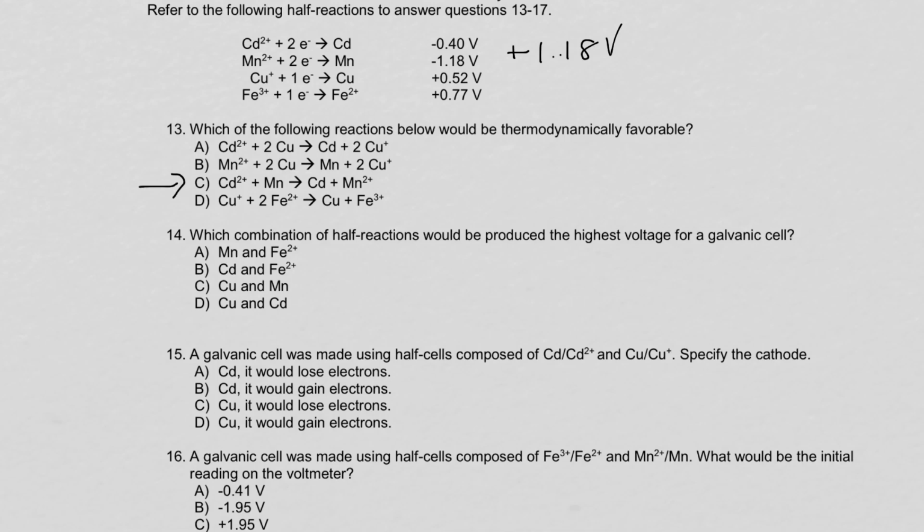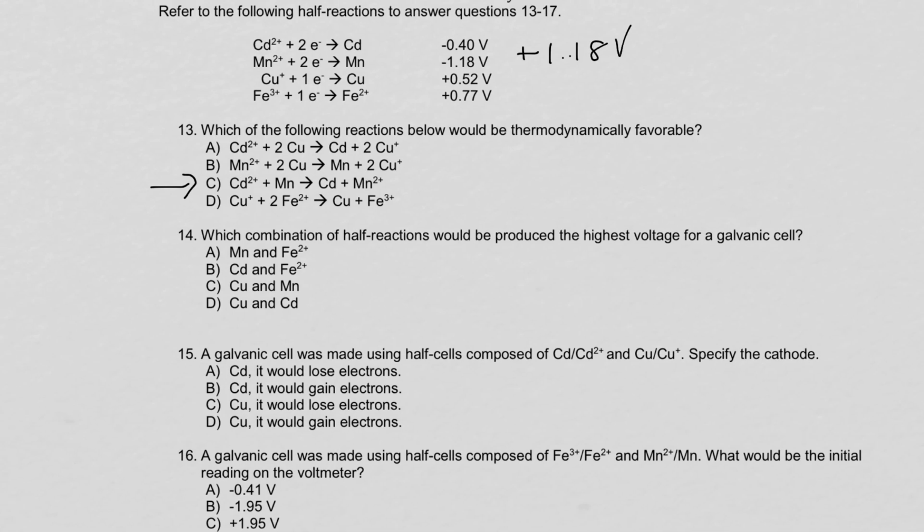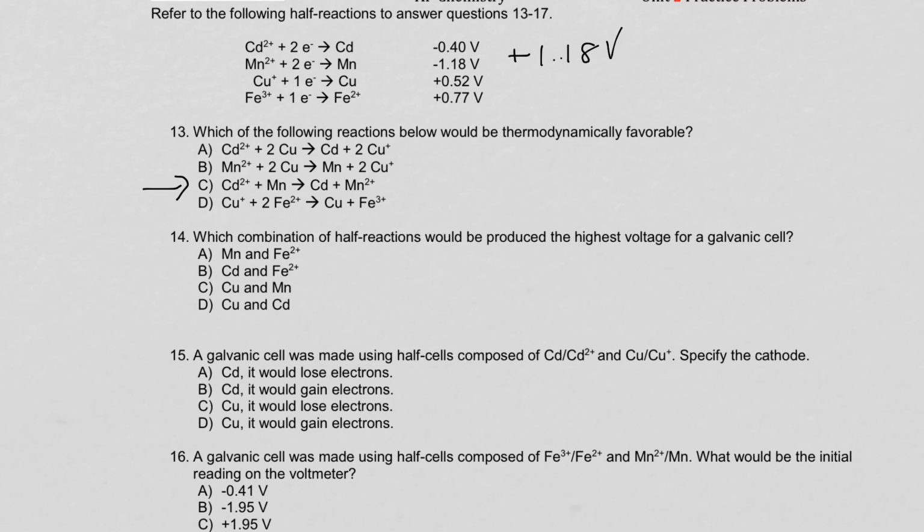I'll check D to make sure I haven't made a mistake, but C is looking like, so far, the only one that's had a positive overall potential. Moving on to look at what D is presenting us with, I noticed that copper stayed 0.52 volts, it's staying reduction, and the iron half reaction is being reversed. And I do see that when I reverse the iron half reaction, it does become negative. So I have a negative 0.77 volts plus the positive 0.52 volts, and having that negative value causes that total to be negative, so I can confirm that the answer is C.